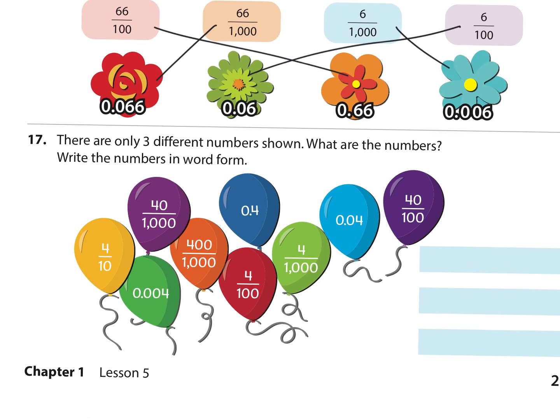Okay, there are only 3 different numbers shown. What are the numbers? And then write the numbers in word form. So there's 3 different numbers that are shown. What are they? I see 4 tenths. And do I see any more 4 tenths? 4 tenths here. Yeah. Okay.